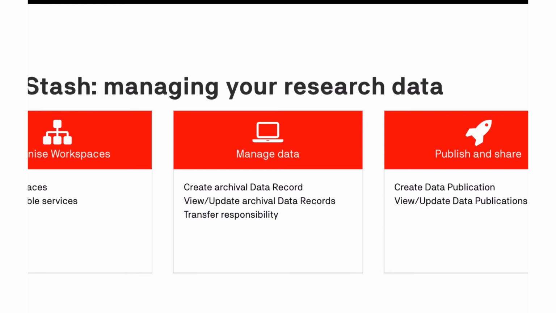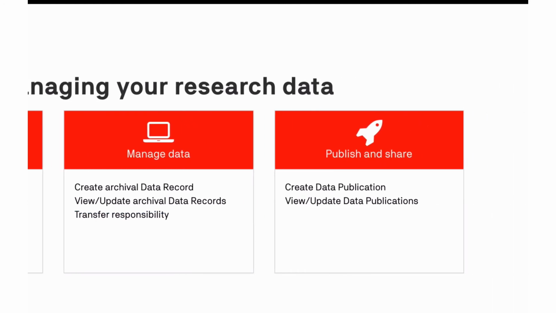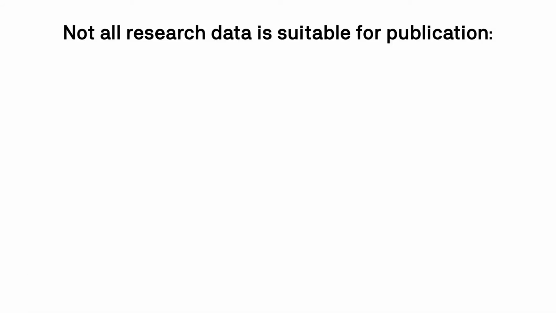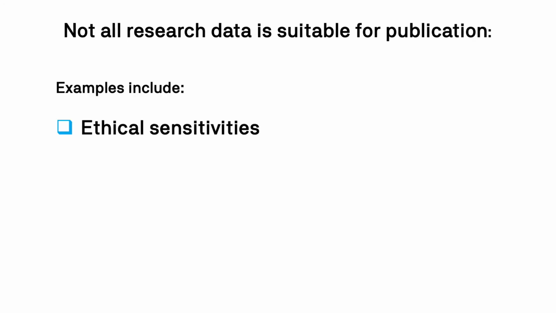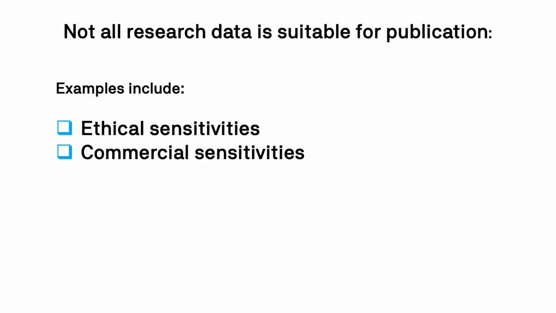Once you have a data record, you can now create a data publication, which will create a seamless access point for others to discover, view, and, if permitted, access the data with the licensing and citation conditions clearly stated. Not all research data is suitable for publication, such as data that has ethical or commercial sensitivities.